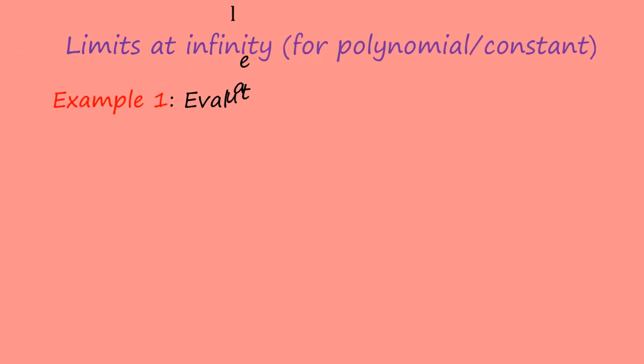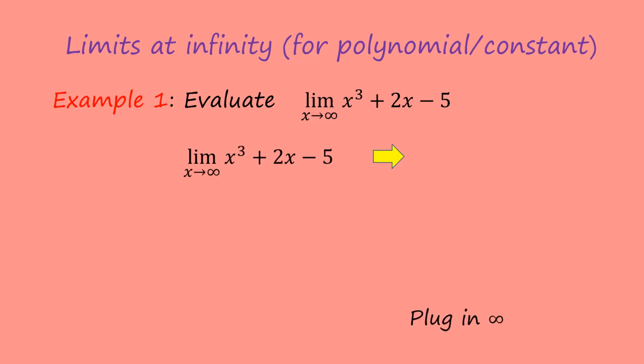Limit at infinity for polynomial or constant. We can solve this example. We want to evaluate the limit as x tends to infinity of x cubed plus 2x minus 5. Now let's pick the limit itself, then we'll plug in the infinity into it.